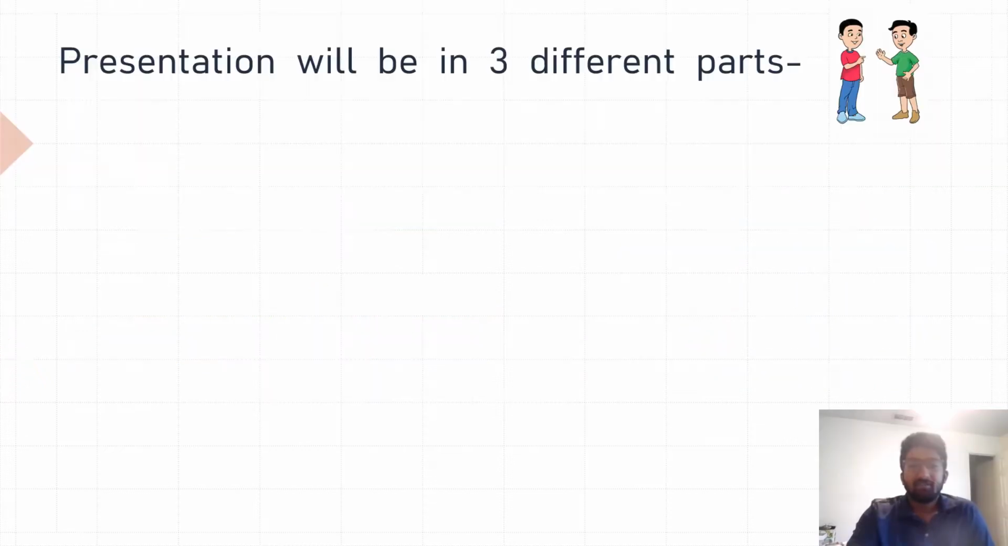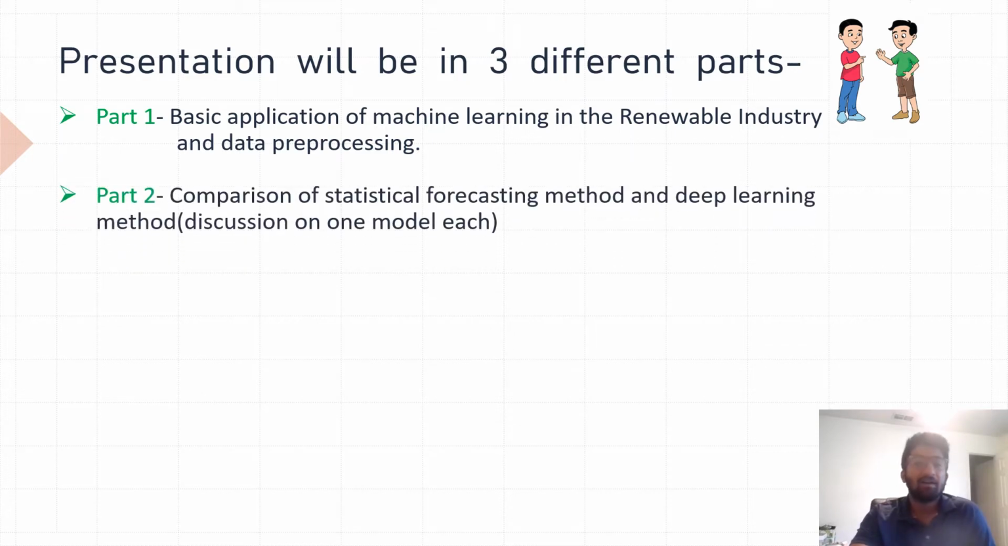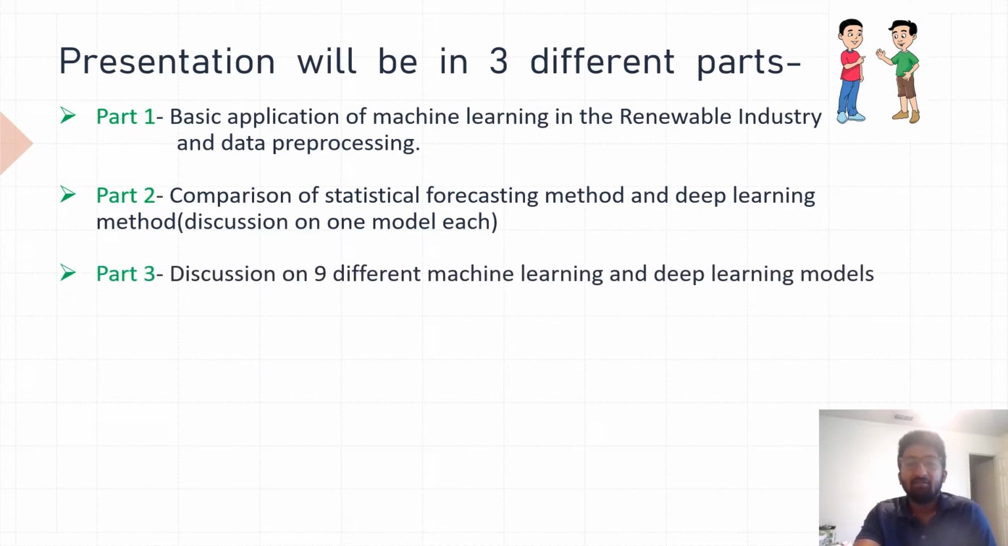So let's get started. Basically, the presentation will be in three different parts. In the first part, I'll be talking about the basic application of machine learning in the renewable industry. And I'll also be talking about the different data pre-processing techniques. This part will be covered in this video. In the next part, I'll be comparing one classical statistical forecasting method and one deep learning forecasting method, and that will be the content for the next video. And in the last part, I'll be comparing 9 different machine learning and deep learning models. So these will be the different parts that I'm going to talk about throughout this video series.